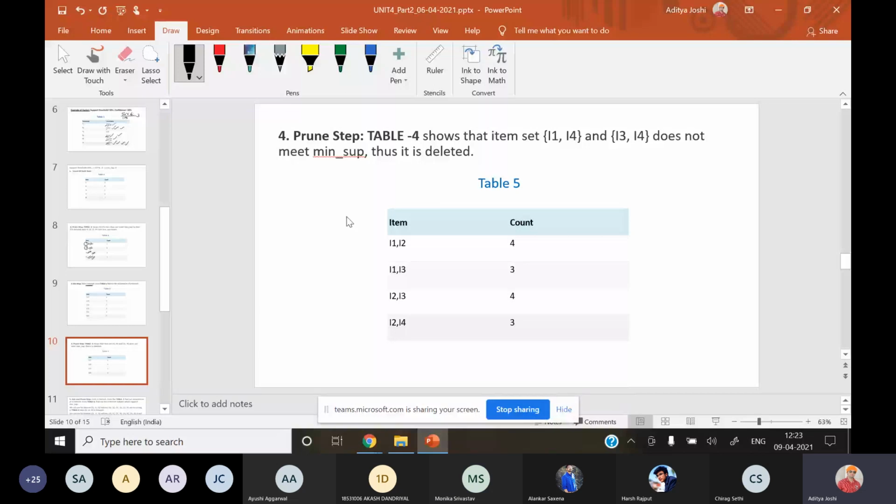Now, what will be the next step? The next step is again the join step. So you have to create 3 item sets, right? So we have done 1 item set, 2 item set, and now the turn is 3 item set. So what are the item sets? I1, I2, I3, I1, I2, I4, I1, I3, I4, and I2, I3, I4. ठीक है, यही होंगे ना?